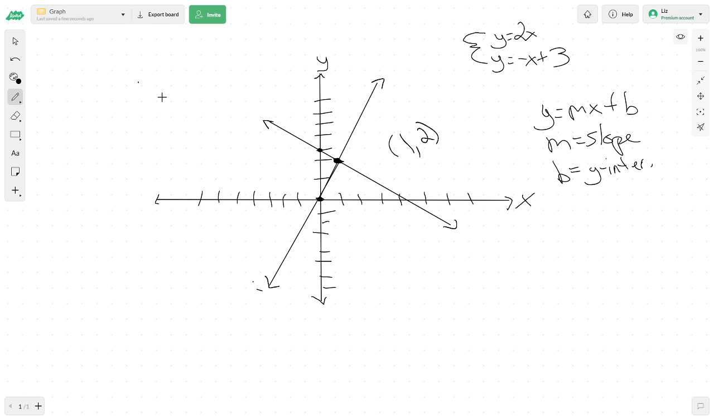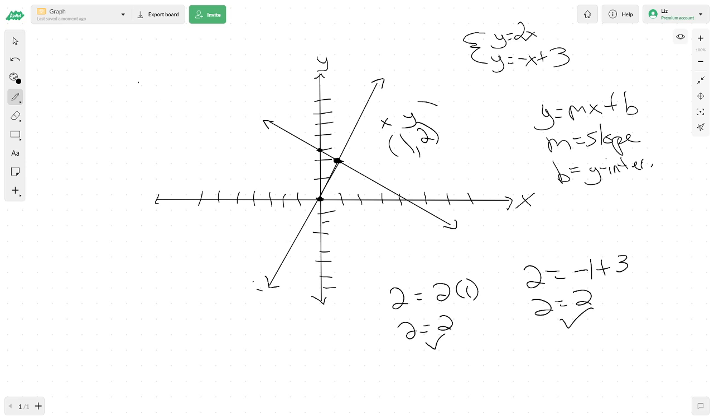So y equals 2x. Well, this is our x, this is our y. 2 equals 2 times 1, and that is correct. And then we have y equals negative x plus 3. So 2 equals negative 1 plus 3. Negative 1 plus 3 is 2. That also checks out. So that is the correct solution for this system of equations.